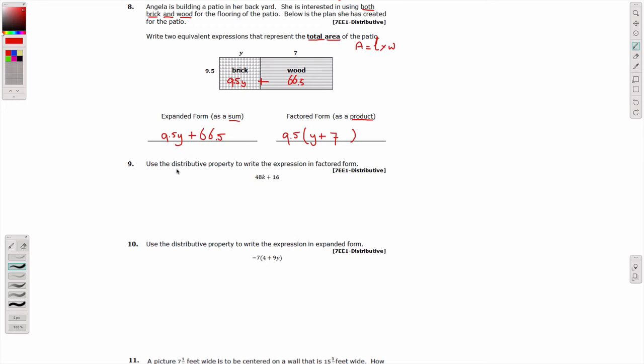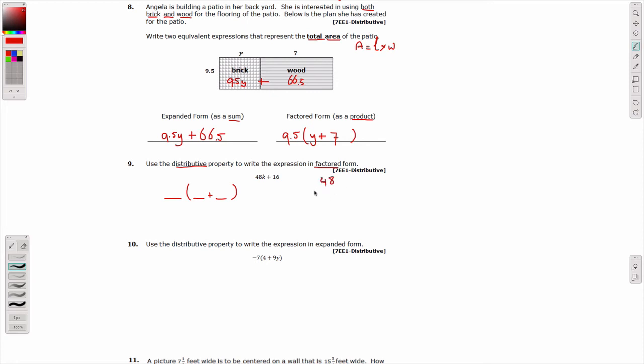Question 9. It's asking me to use the distributive property to write the expression in factored form. So I have the expression 48k plus 16. This is a sum, two terms that are added together, and I need to write it as a factor. So I'm going to have some number times two things that are being added together, some term plus some term. For the factor that goes outside the parentheses, I need to try to find the greatest common factor. I'm going to find the greatest common factor of 48 and 16.